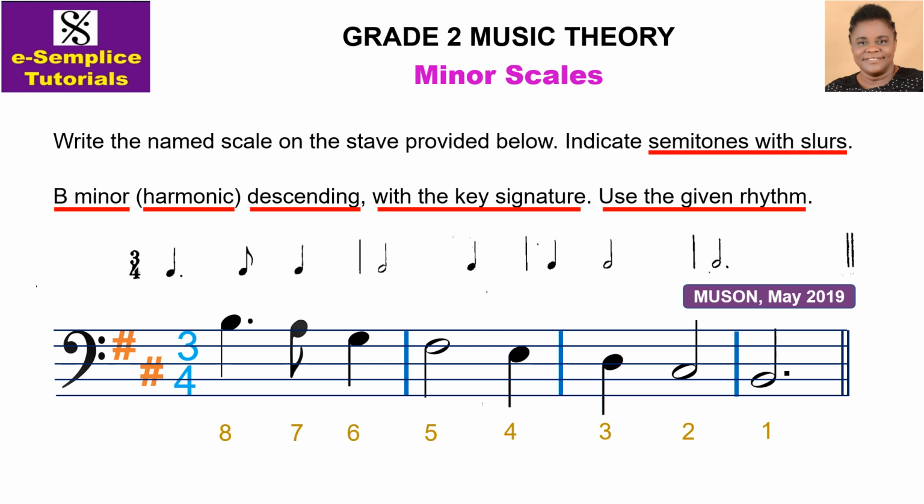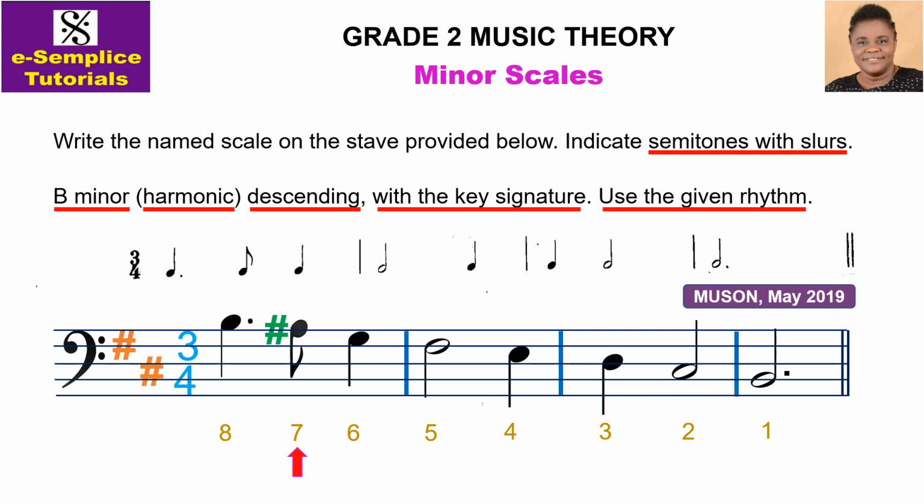Now I've utilized the rhythm given, but this is a minor scale and harmonic. Remember, in a harmonic scale, ascending or descending, the seventh note must be raised. So we are raising the seventh note by adding a sharp to the seventh note. That makes it harmonic. The next thing now is to show semitones with slurs.